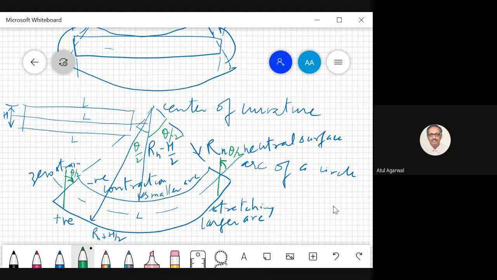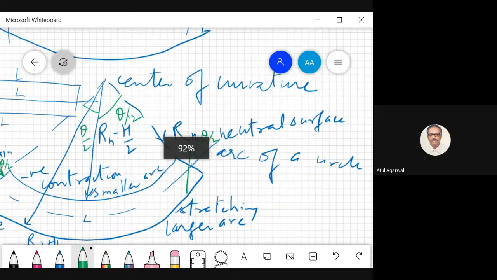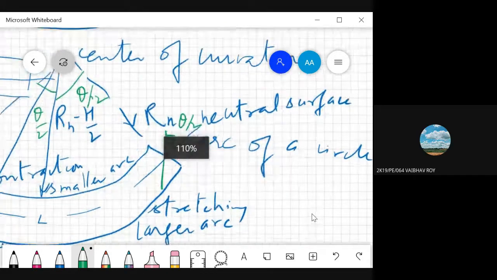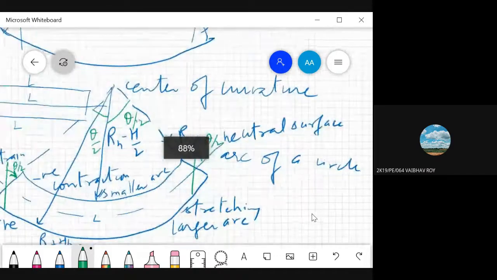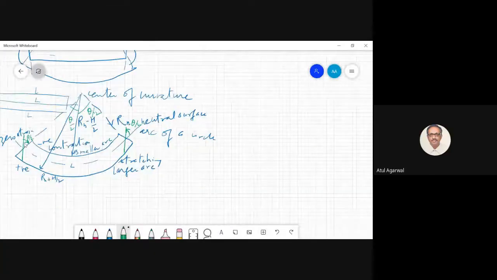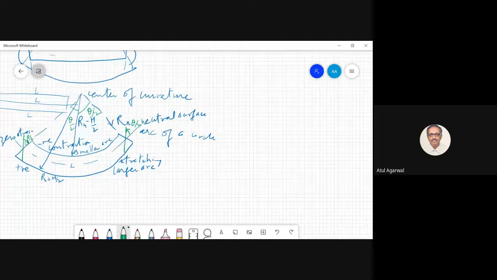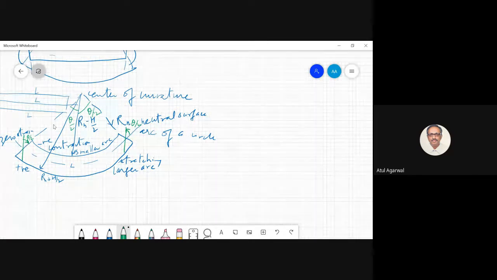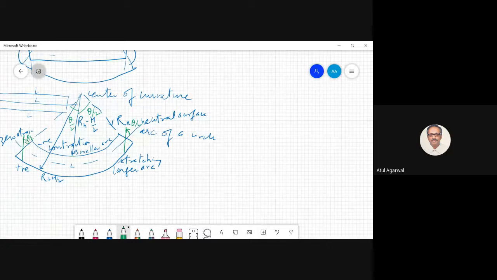Can you figure out why it is theta by 2? Sir, alternate exterior angle. So you see this is theta by 2. Yes, you can see alternate angles. These are two parallel lines, so these are alternate angles. Similarly, this is also an alternate angle.